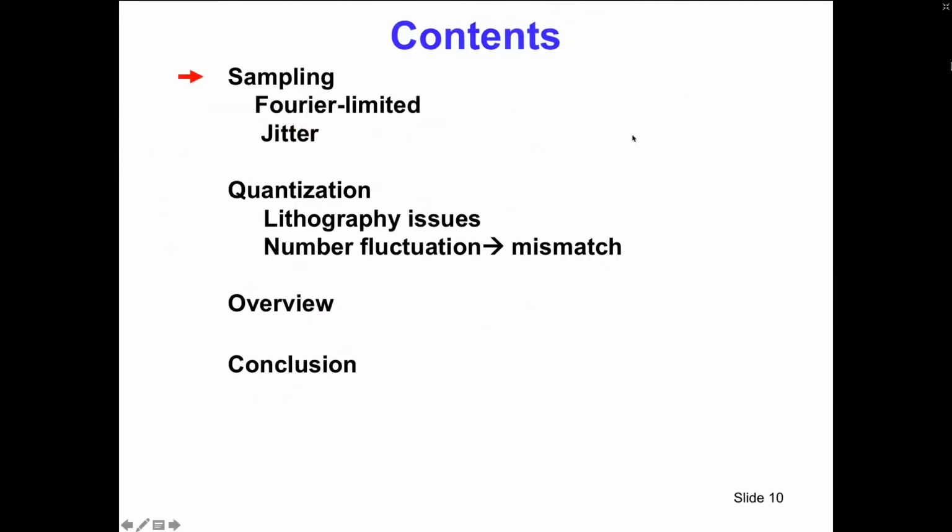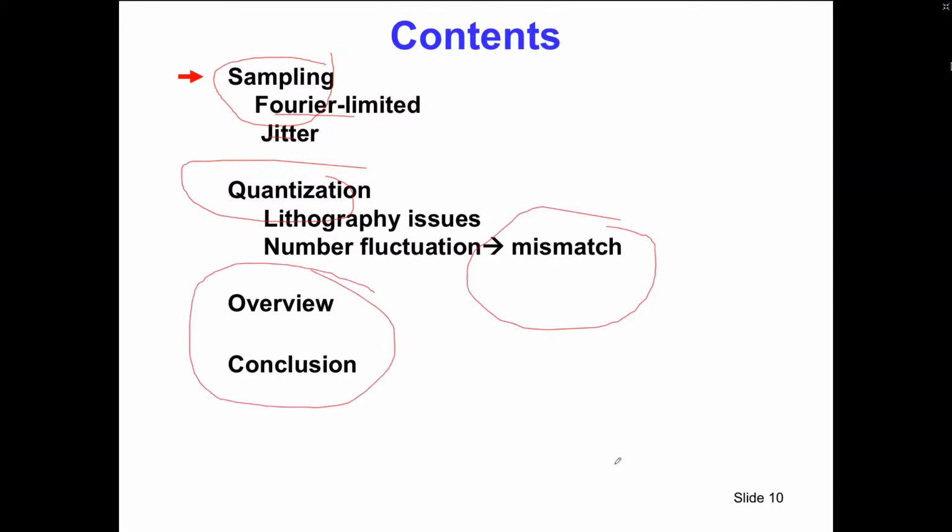So today I want to talk a bit about sampling and quantization aspects. In sampling, we will talk about Fourier and jitter. Quantization, I will discuss non-idealities, mismatch stuff. You know, that's one of my hobbies. And then finalize with a little bit of an overview and the conclusions.